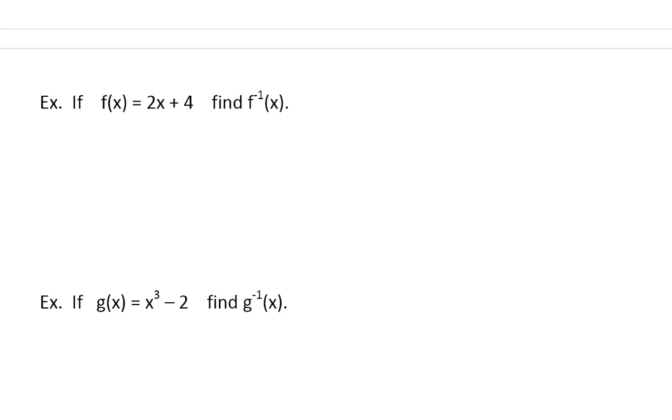So now let's do a couple examples where we have to find the inverse. Since this is written in function notation, let's rewrite it as y equals 2x plus 4. Now we're going to pick up the x, pick up the y, and switch them. So we'll write this x equals 2y plus 4. And now just do your solving techniques. Continue up here. We'll subtract a 4 from both sides.